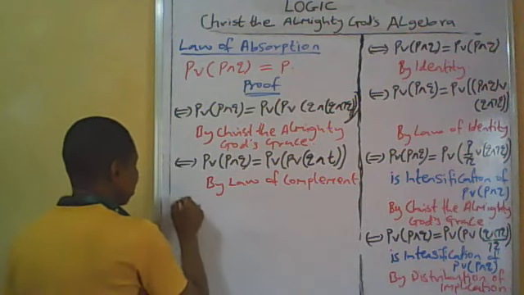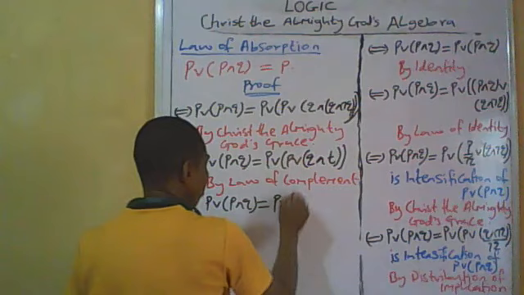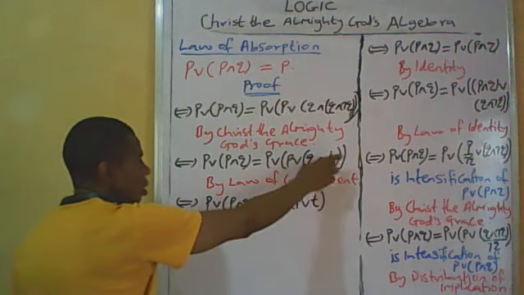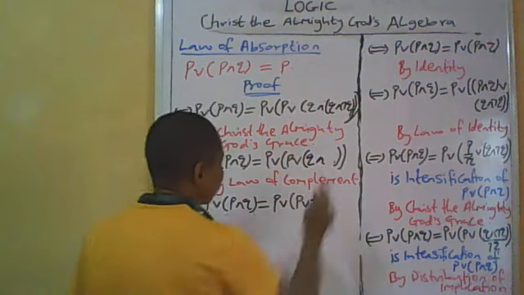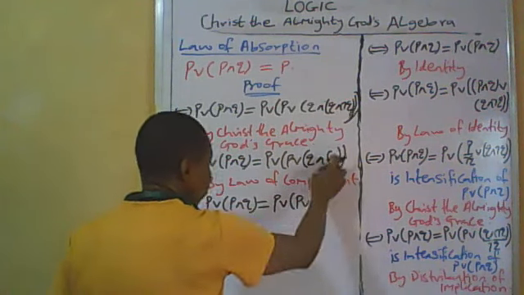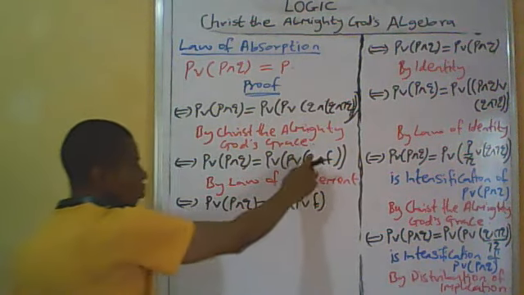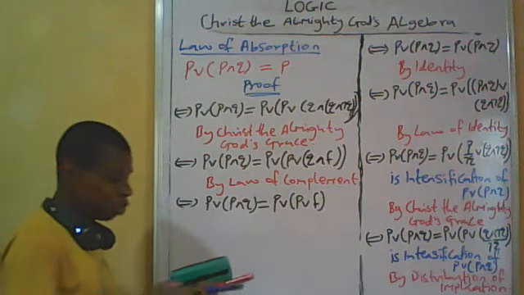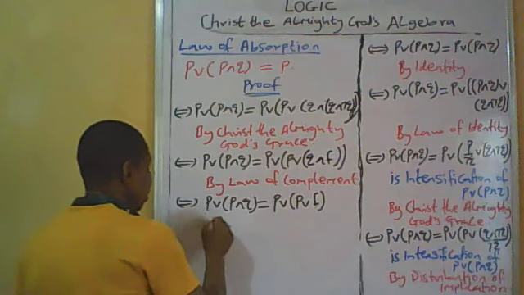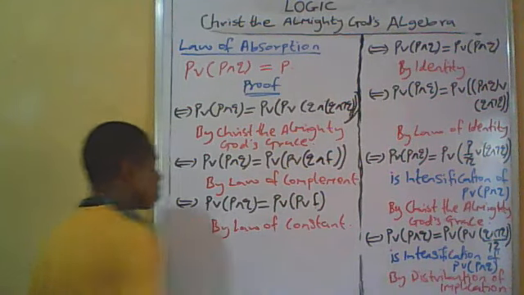So if and only if P or bracket P and Q is equal to P or bracket P or T. You see that Q and T is F. Know that Q and not Q is equal to F. So when F is AND'ed with any term, it is the same as F. That's why I replaced this Q and F with F, being justified by law of constants.